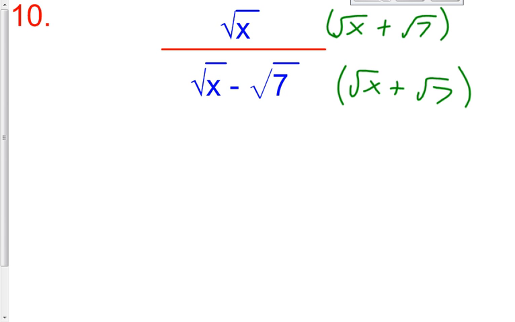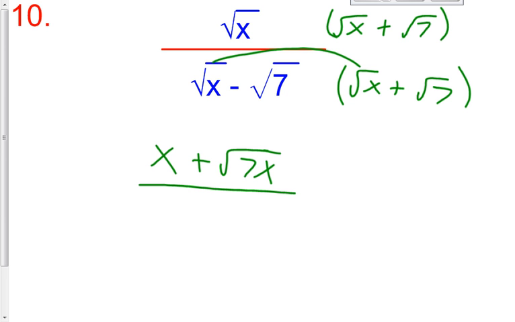Distributing the numerator, square root x times square root x is x. Square root x times square root 7 is square root 7x. In the denominator, first times the first, square root x times square root x is x. And the last, a negative square root 7 times a positive square root 7 is a negative 7. And once again, class, this is as simplified as we can make it. X plus the square root of 7x divided by x minus 7.